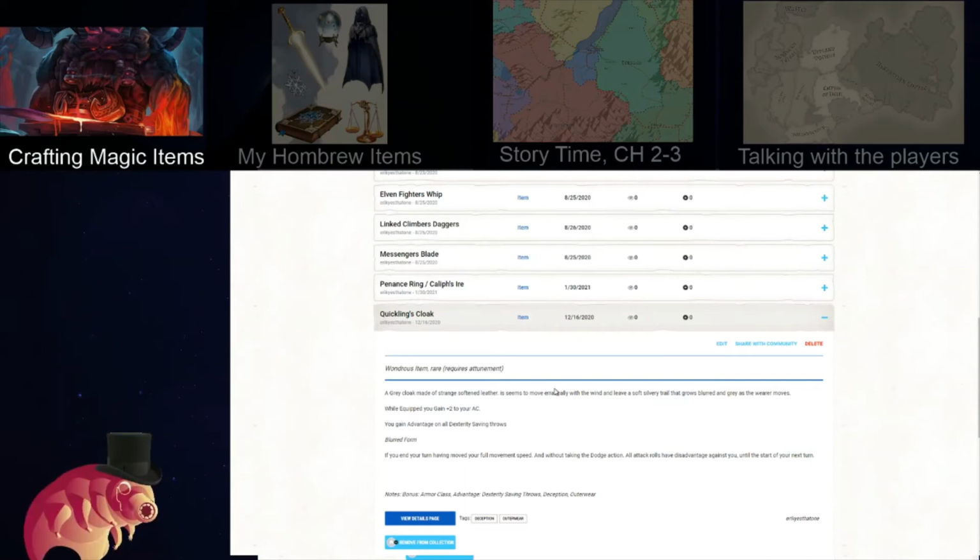A gray cloak made of strange, softened leather. It seems to move erratically with the wind and leave a soft, silvery trail that grows blurred and gray as the wearer moves. While equipped, you gain a +2 to your AC. You gain advantage on all dexterity saving throws. And if you end your turn having moved your full movement speed and without taking the dodge action, all attack rolls have disadvantage against you until the start of your next turn.